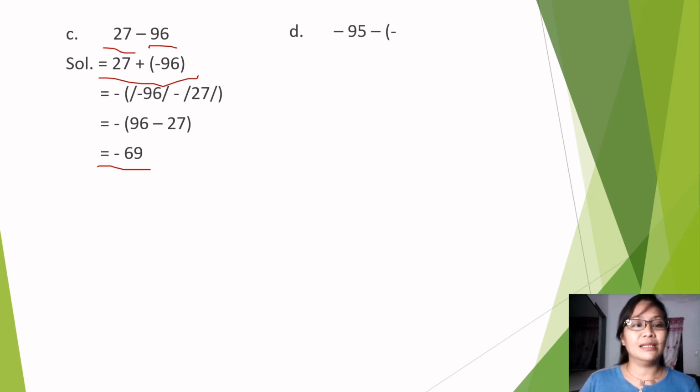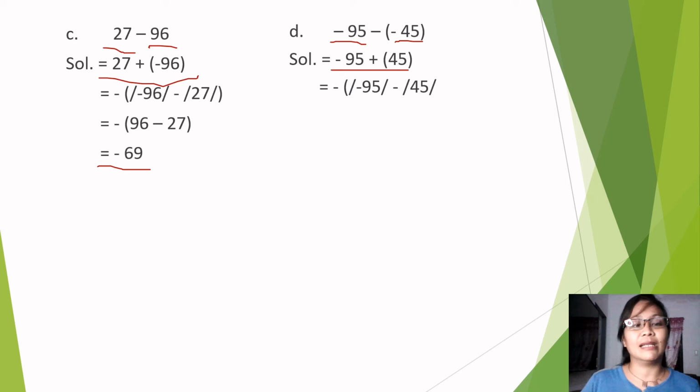Next, example, letter D, negative 95 minus negative 45. Solution, copy the first number or the minuend, which is negative 95, from subtraction to addition, and then change the sign of the subtrahend. So from negative 45 to positive 45. Next step, proceed to addition. In adding unlike sign, copy the sign of the greater value, which is negative 95 ang mas malaki, kaya may negative tayo dito. And then, subtract their absolute value.